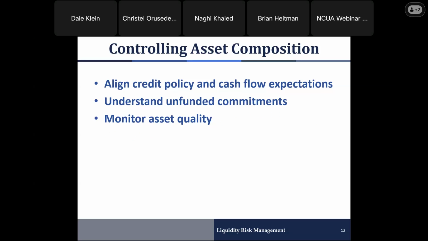Liquidity risk management relies on prudent credit policies that consider the cash flow characteristics of their assets. For example, loans with regular, predictable cash flows, such as mortgages, may be more suitable for funding from long-term liabilities. In contrast, loans with irregular or uncertain cash flows, such as unsecured consumer loans, may require shorter-term liabilities or higher liquidity reserves to manage risk. By aligning credit policy with cash flow expectations, credit unions can optimize their asset composition to meet funding needs while managing risks.